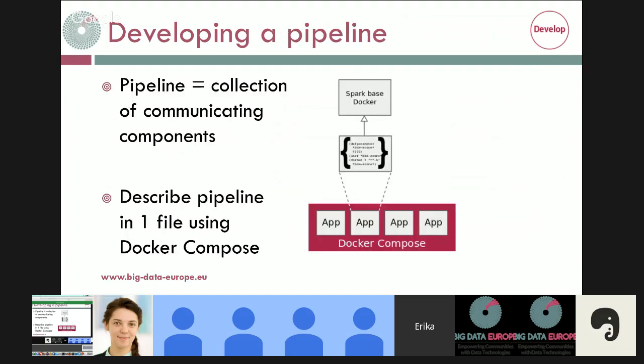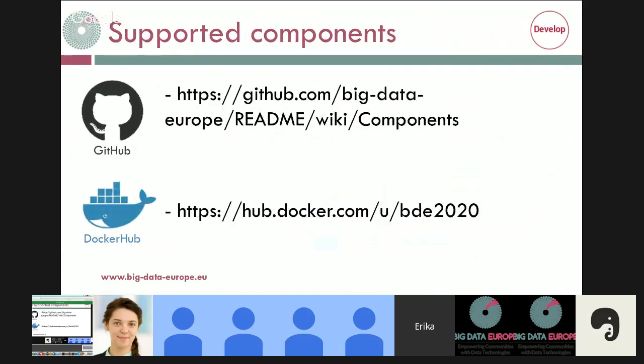How do we glue them together then? That's where Docker Compose comes in. Docker Compose offers us a way to describe in one file an entire pipeline, so you can specify which components, which Docker containers are part of your pipeline, how they are configured, and how they are wired together, how they can communicate with each other. All the components that we will support are documented on our wiki on GitHub, and they are also published on Docker Hub so that users can download them from there and start using them.